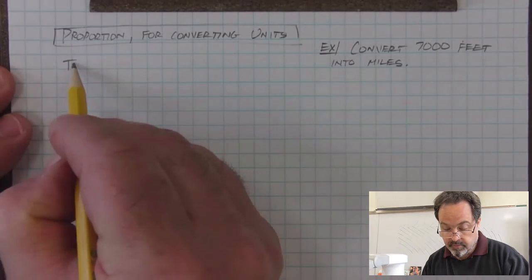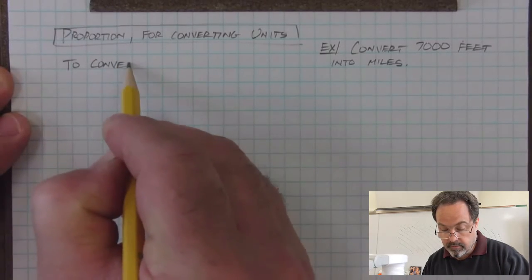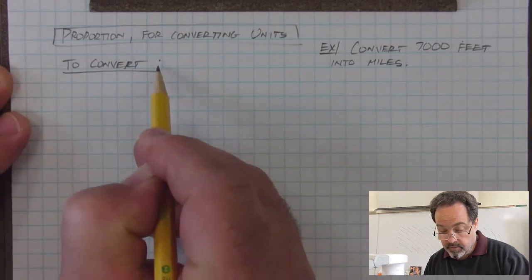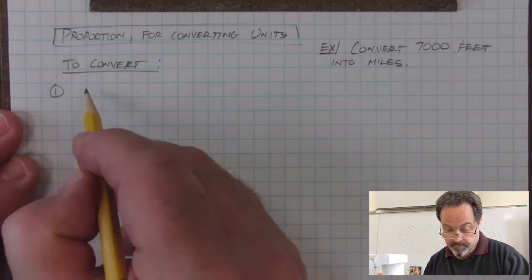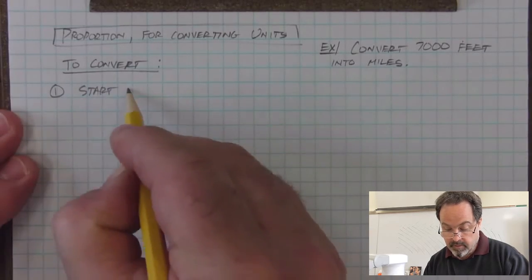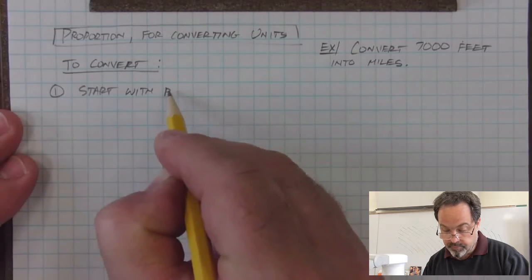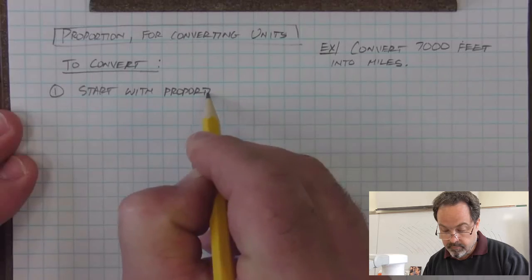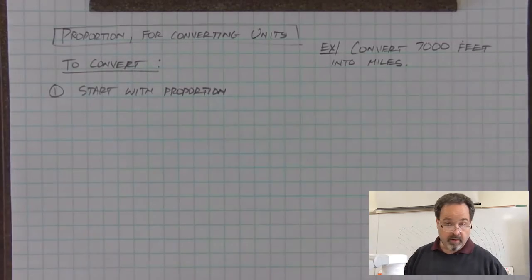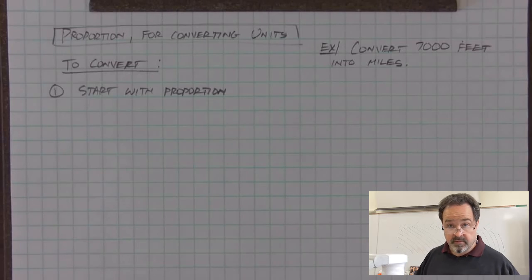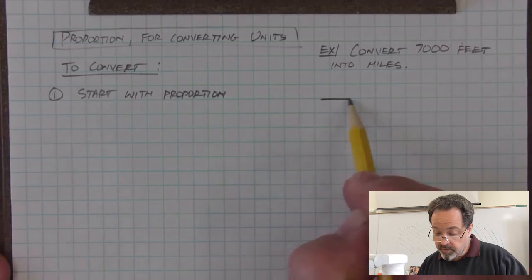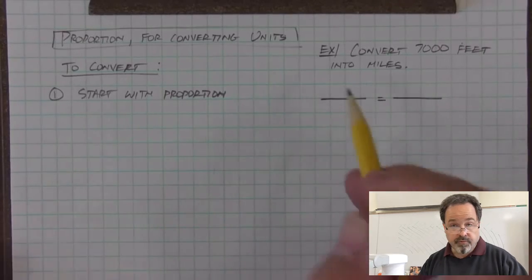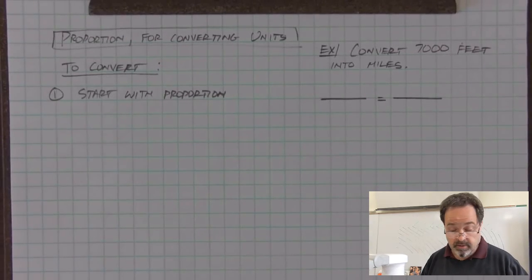Now, to convert using a proportion takes these 4 steps. Step number 1, start with a proportion. And a proportion from a previous lesson is simply 2 fractions that are equal to one another. So to start with a proportion is to simply set up an equation where we'll have 2 fraction bars equal to each other. That's it.